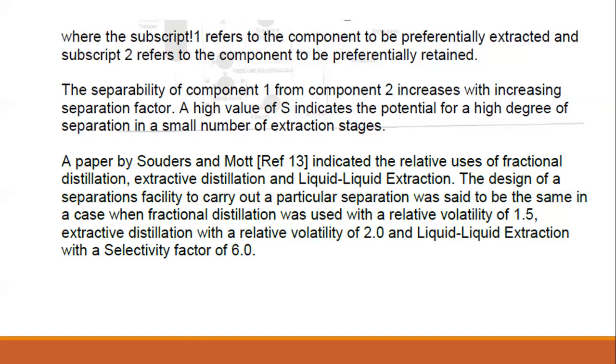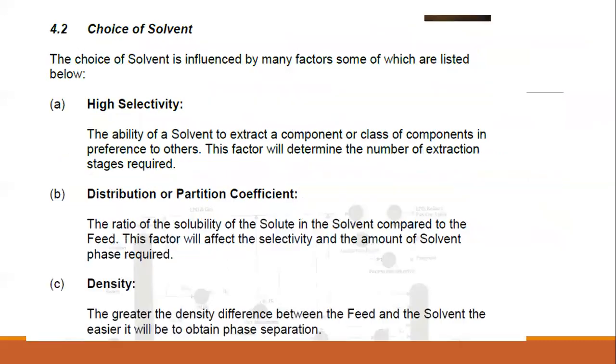They say in that paper that if these relative volatilities and selectivity factor are in these values, then these processes are said to be the same or similar. How? If the relative volatility of the 2 immiscible liquids or the 2 phases is 1.5 while doing fractional distillation, if you are doing extractive distillation and the relative volatility is 2, and if you are doing liquid extraction and you get a selectivity factor of about 6, then these processes are somewhat similar.